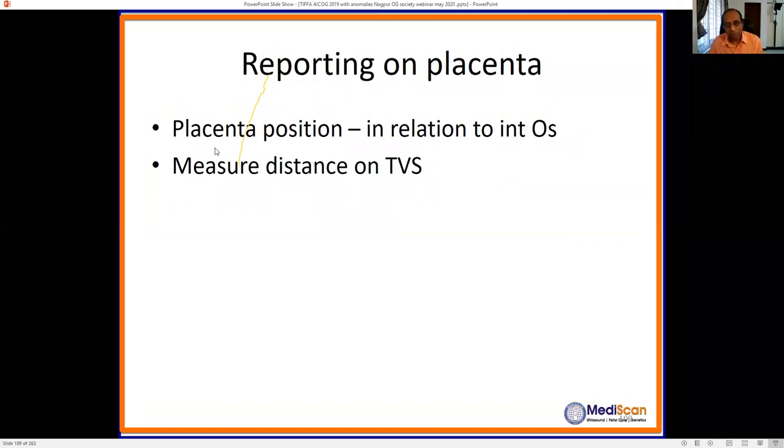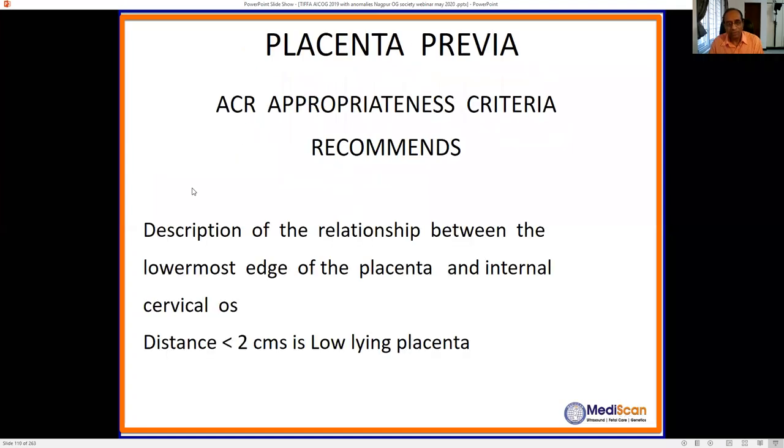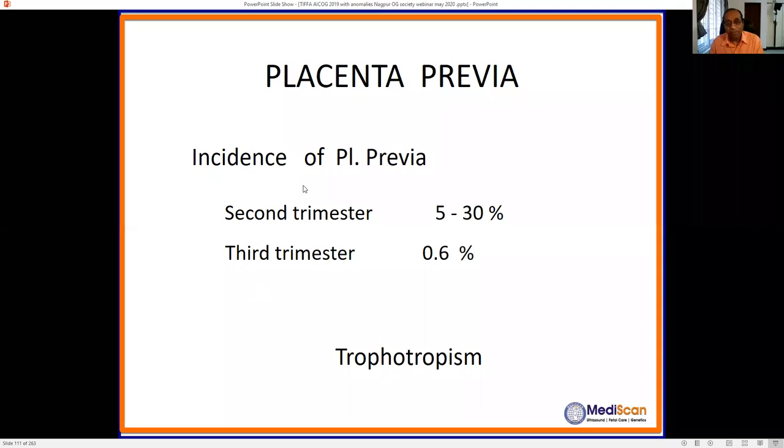Now, reporting on placental position in relation to the internal os: measure the distance. Now, placenta previa. The American College of Radiology appropriateness criteria recommend description of the relationship between the lowermost edge of the placenta and the internal os, distance less than 2 centimeters, we've already said that. Now, remember, when you report placenta previa in the first trimester, it should not be reported, in my opinion. You should not report placenta previa in the first and second trimester, because in 5 to 30% of cases you will see the placenta covering the os in the second trimester. But in the third trimester, it is only 0.6%. It is because of trophotropism, and we don't need to unnecessarily scare the patient.